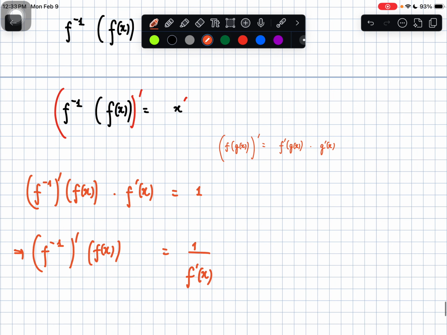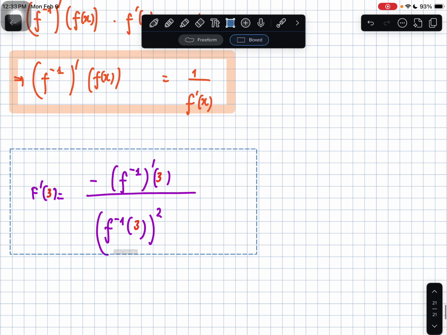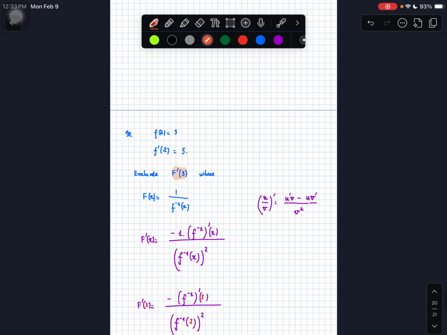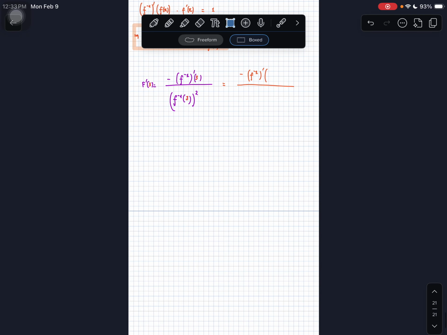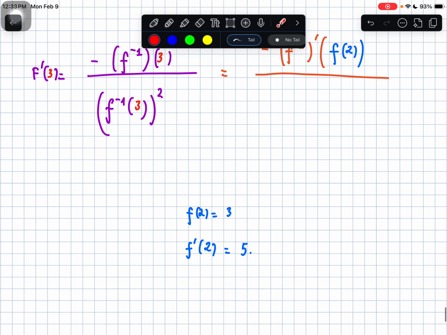Now we will use this formula in our question. Here is f prime of 3. In the numerator we have f inverse prime of 3. By the conditions we have here, 3 is f of 2. So f inverse of 3 equals f of 2 equals 3, so f inverse of 3 must be 2, squared.